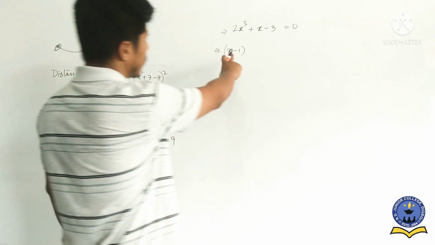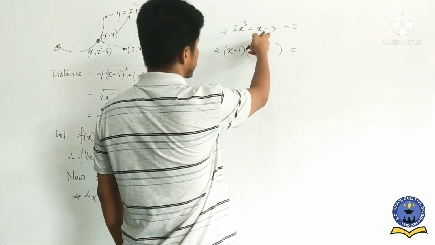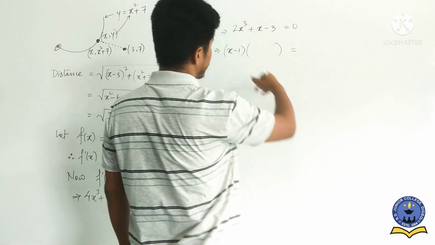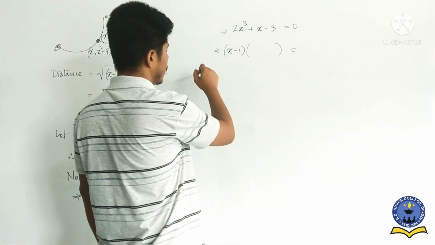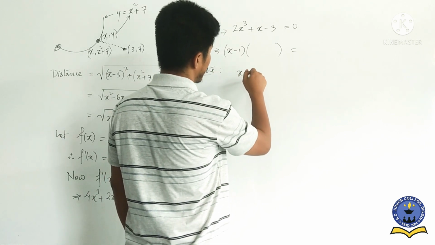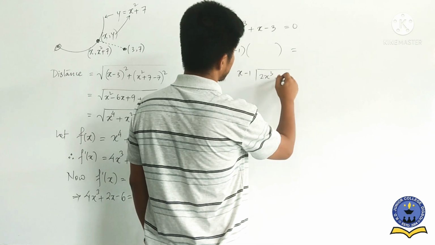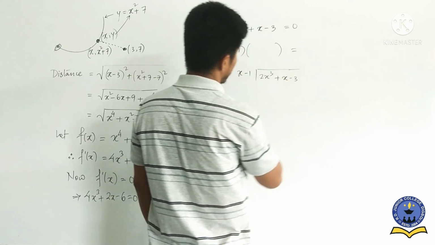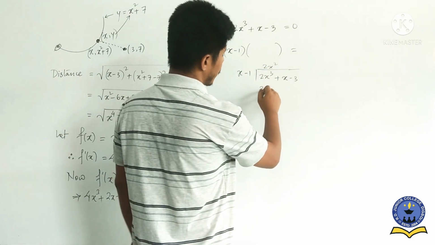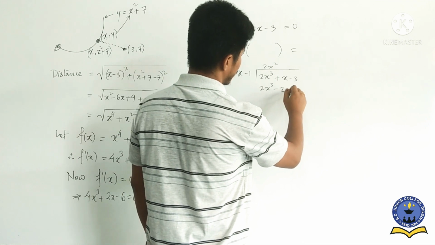x minus 1. Here we get one more result. So if you divide this, x minus 1 dividing this, what do we get? Let's check here. As a note, you write this one. If you divide here by x minus 1 using long division, 2x cubed plus x minus 3, how many times? 2x square. Then this one we get here, 2x cubed, 2x square minus 1, that means minus 2x square.